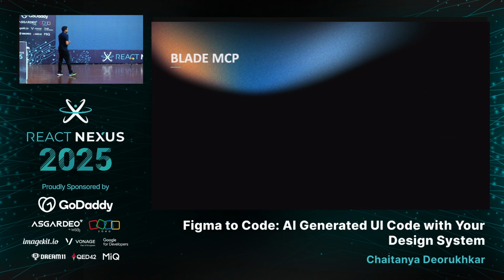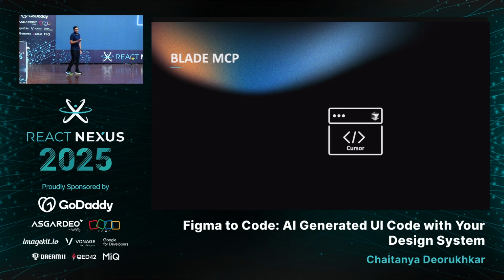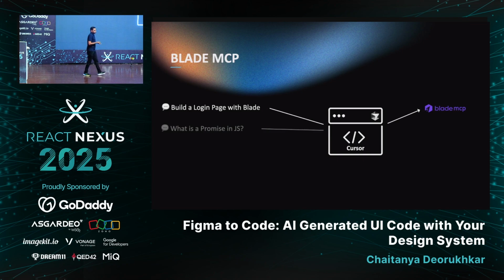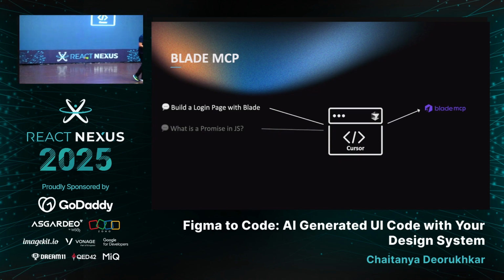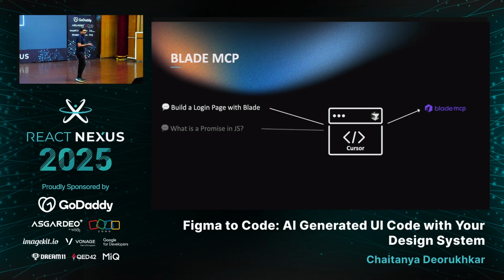So instead of Alexa, imagine we have Cursor here, and we ask Cursor to build a login page with Blade. Now Cursor has no idea what Blade is. So it's going to reach out to Blade's MCP server to understand how to build this login page. If I ask Cursor what a promise is in JavaScript, it doesn't need to go anywhere. It already inherently knows JavaScript. So it's just going to tell me what a promise is.